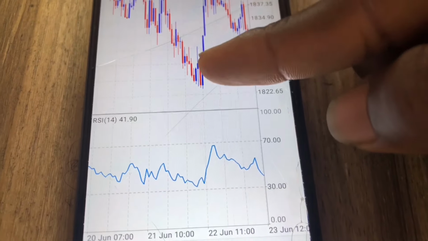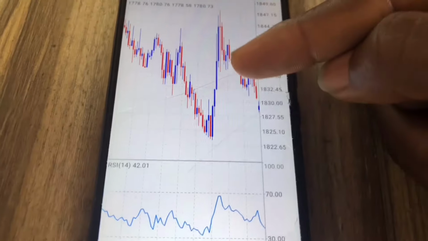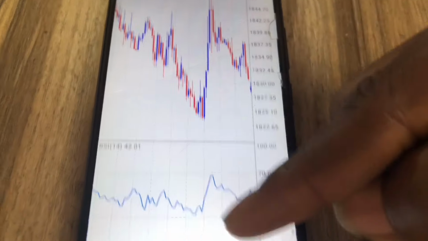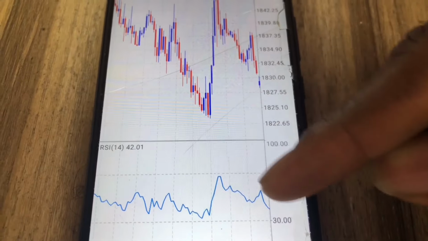The 30 mark represents this point you're seeing right here. Mainly price was at the 30. You could see that uptrend that occurred. Price got to the 70 mark as you can see right here, 70. And you can see how price is going down.